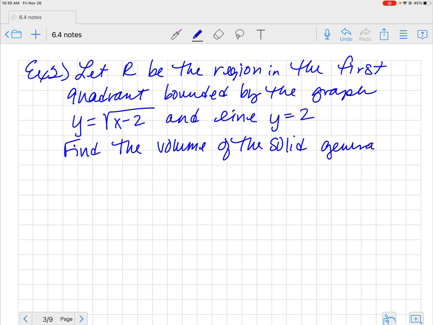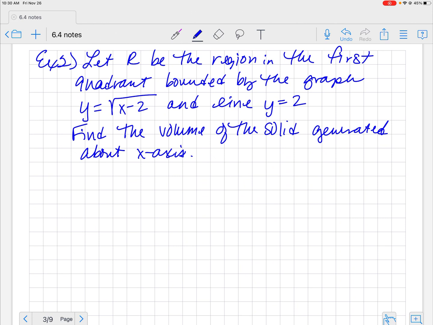Nice. Okay. Let's do this thing. So we've got y is equal to the square root here of x minus 2 if we're going to graph this out. And it's in the first quadrant bounded by y equals 2. All right, so there's y equals 2. If I've got this, so I know this is a line.